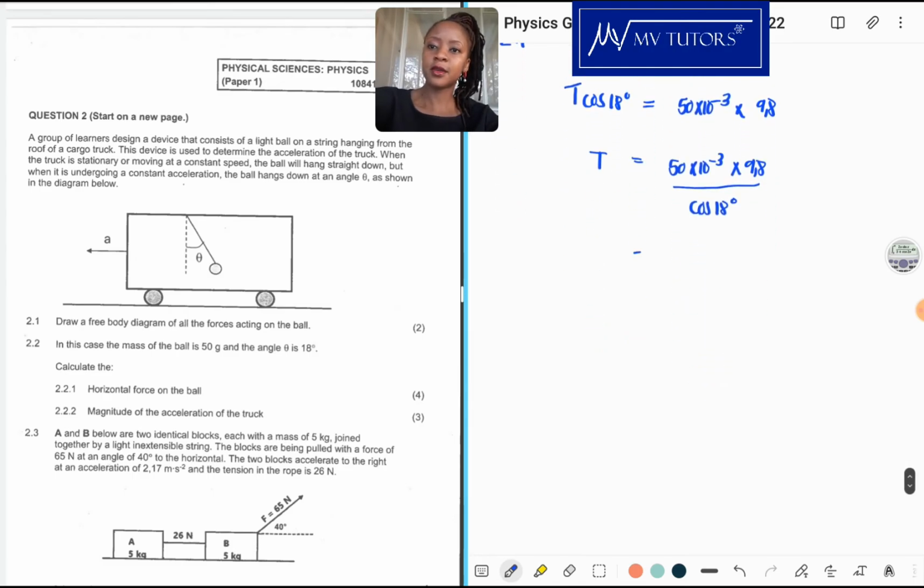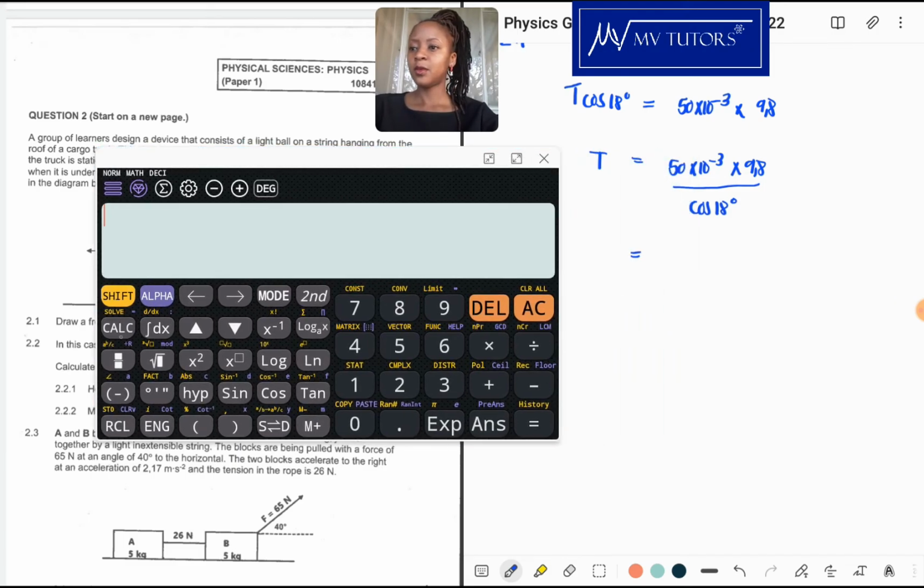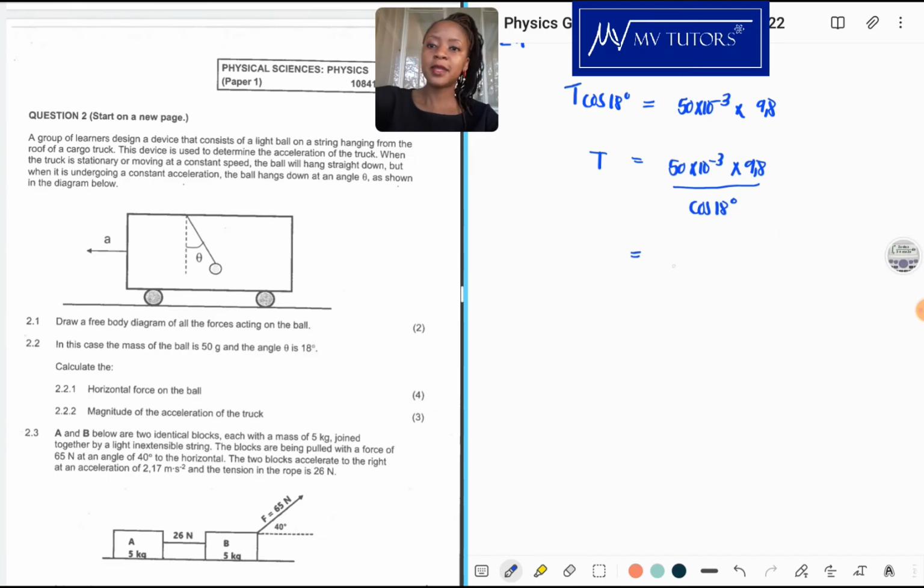Okay, so if we work that out, we get 50 times 10 to the negative 3, or you could have said 0.05, and then times 9.8 all over cos 18. Okay, so we get that it is 0.52. Please don't erase that answer from your calculator. I am rounding off to 2 decimal places, but eventually we're going to need this answer for the next question, probably. No, we're not done answering, my goodness.